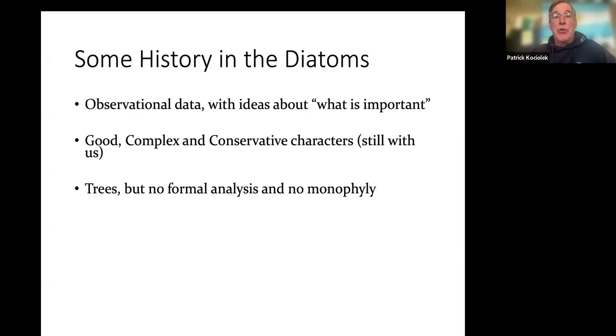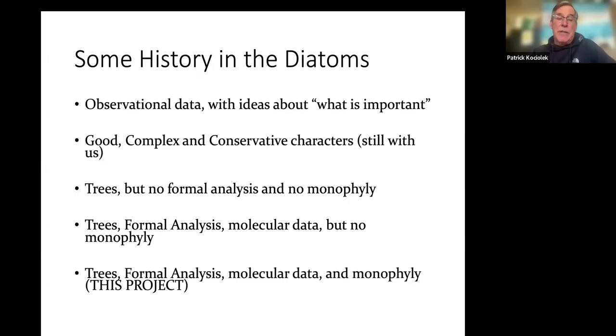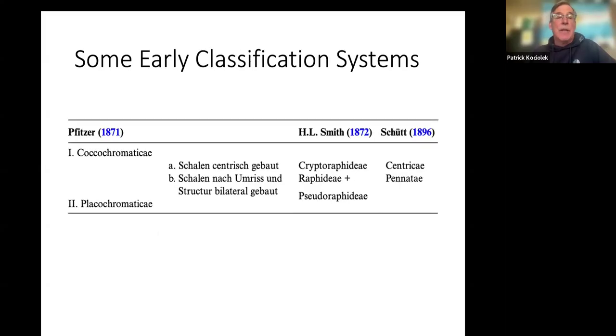There have been times when people made trees. Andy talked about the importance of trees, but maybe how they got that tree might not have been so straightforward or transparent. And even if they have a tree that they created by some analysis of their own, maybe they didn't use monophyly as the approach. And then there were publications that created trees. They had formal analysis that they described. A lot of these used molecular data, but they didn't adopt monophyly for the groups that they classified or identified. And finally, for this project, there's trees. There's an explicit formal analysis. We've used molecular data, and we've adopted monophyly as our approach. So just some of these kinds of things.